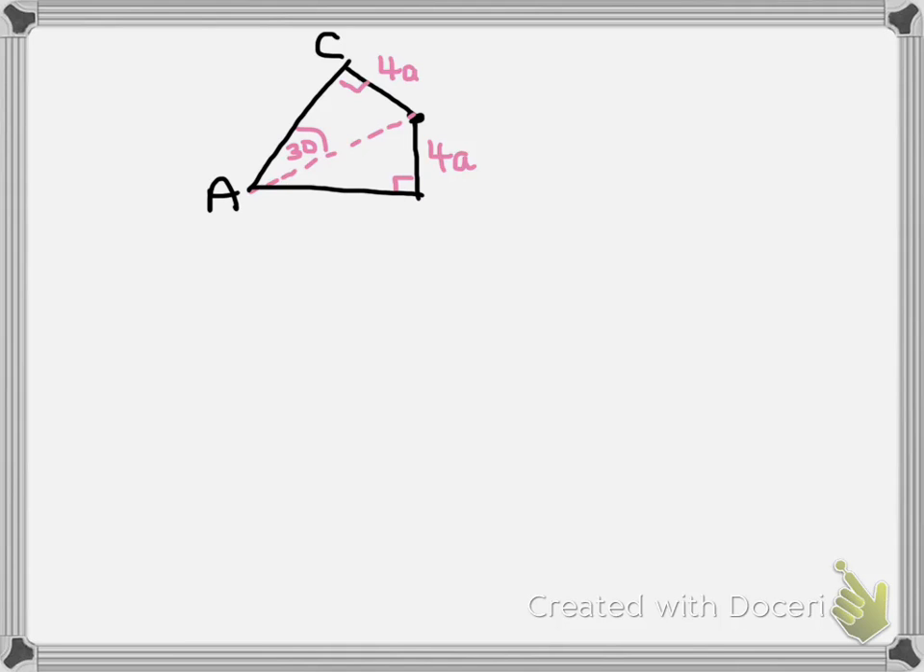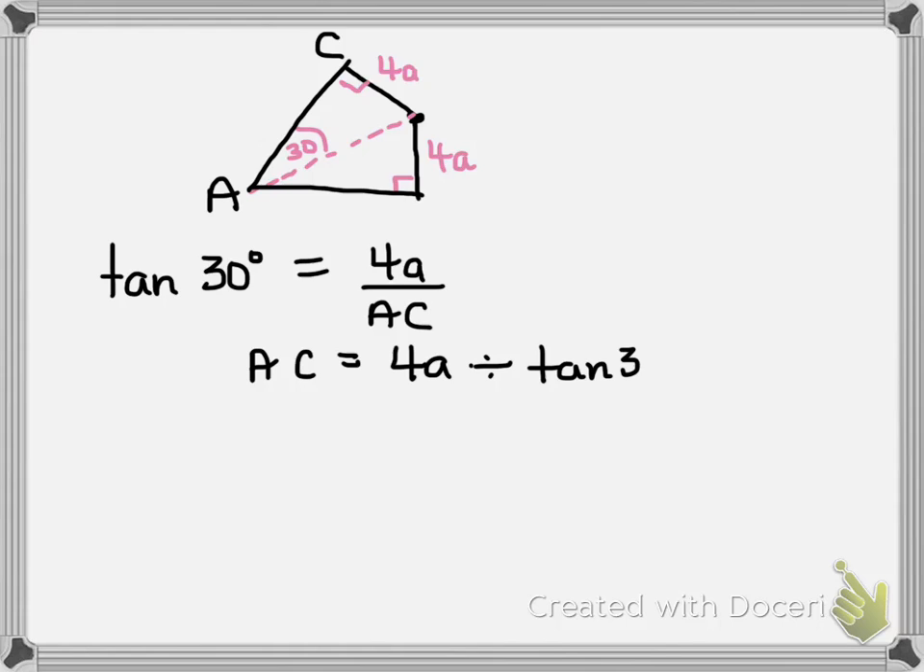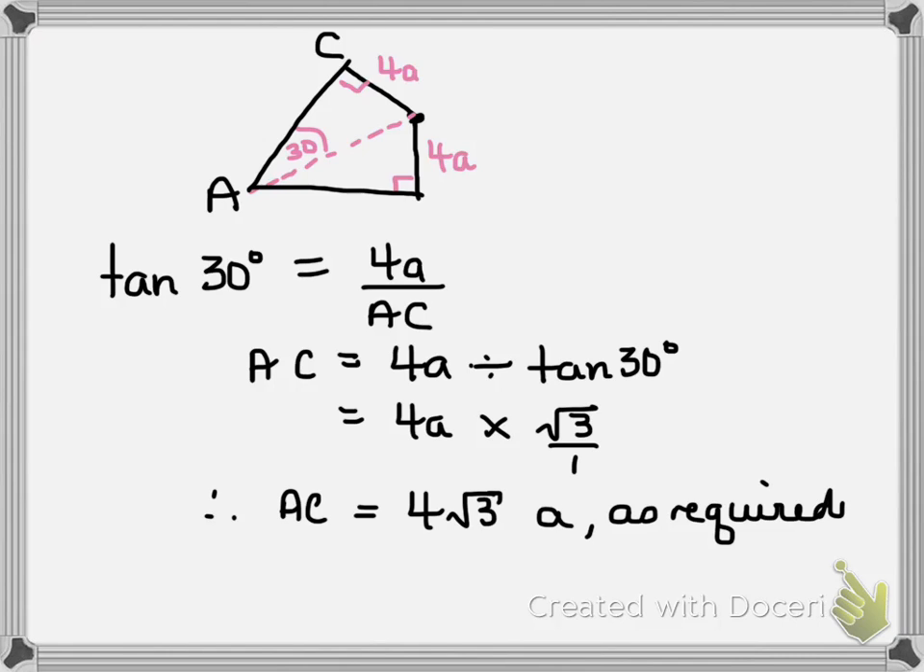From that you used your SOHCAHTOA, so tan 30, opposite over adjacent, rearrange for AC. And they're looking for the exact form, so you don't want to use the decimal form of tan 30 in your calculator. You may have to draw the special triangles. And you rearrange as required. Concluding sentence.